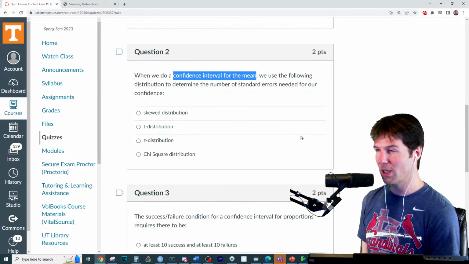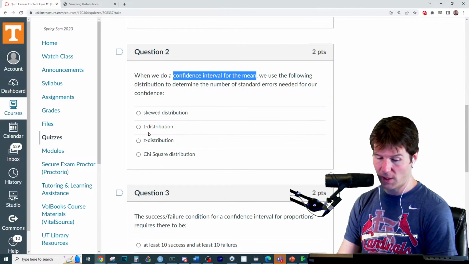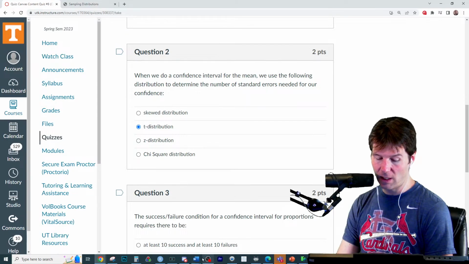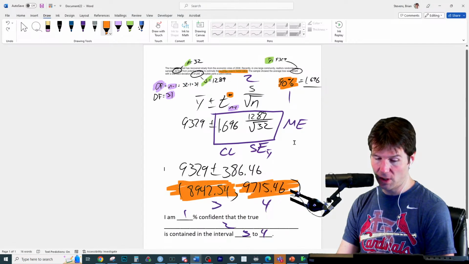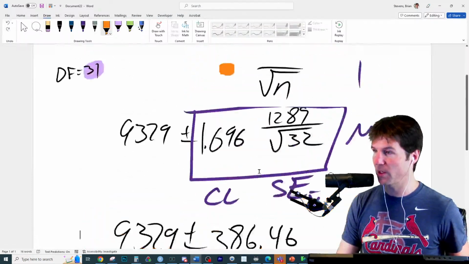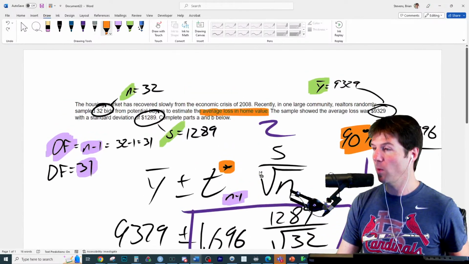So remember, if you were stuck on this, it's t, Marcus, exactly. Because it's a t interval. And I think the formula sheet even says it. So we were just doing a previous problem. Great job, Meredith.